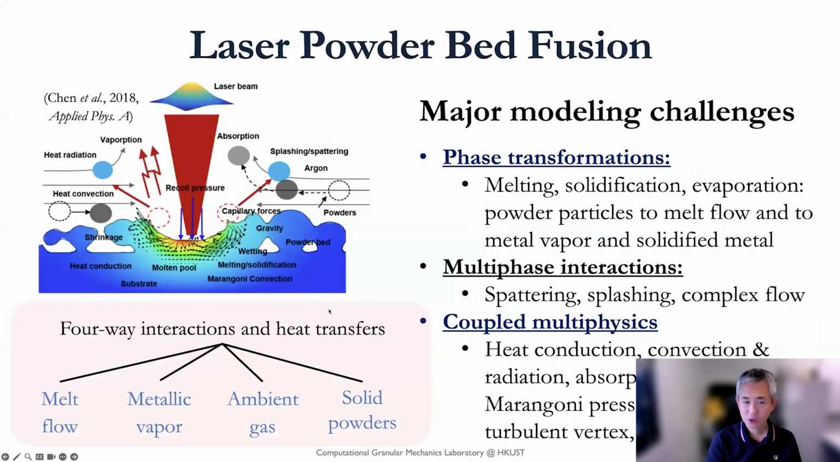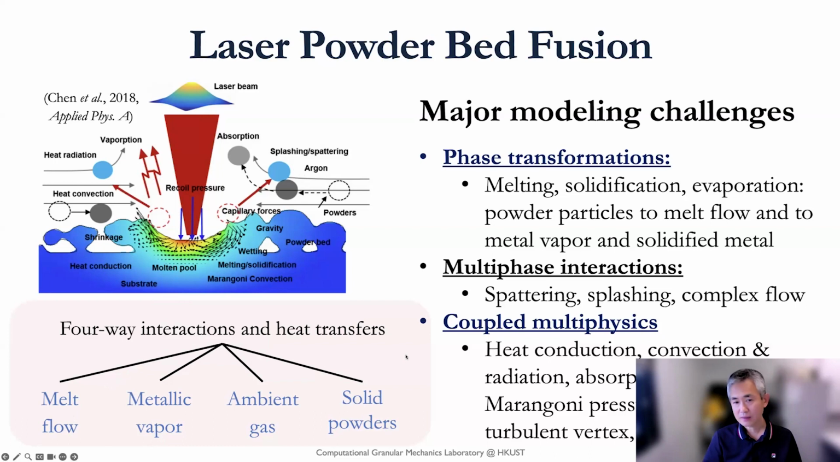Okay, and to summarize, essentially, if you want to simulate this L-PBF, you need to consider at least four interactions and heat transfer among the metal liquid flow, which we call the molten pool, the metallic vapor, the ambient gas if it's not in vacuum, and the solid particles here.